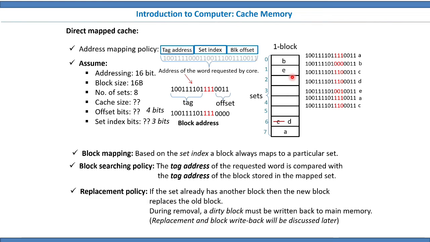Replacement policy I have already explained here. Replacement policy means if your data is conflicting with another data stored in the cache, then you have to replace the data and place the new data here. So the replacement policy for a direct map cache is very straightforward. You have to replace the data and store the new data here.